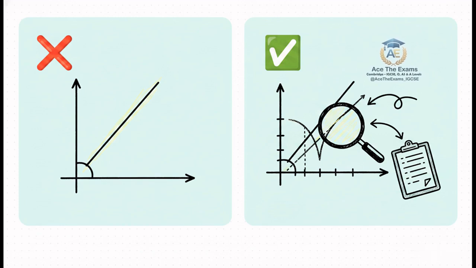Listen to this perfect PEEL paragraph. Both components show an increase in current as potential difference increases. However, whereas the fixed resistor maintains a constant gradient indicating constant resistance, the filament lamp's gradient decreases at higher voltages, proving an increase in resistance. That right there, that is the gold standard. That is exactly what secures the maximum possible marks.